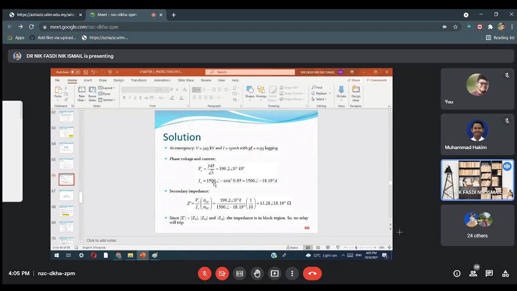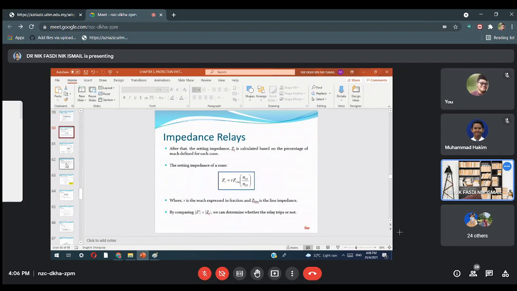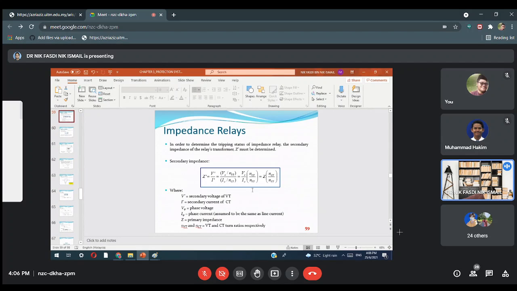The current is 1500 with a lagging power factor. This is the value of current, so you can determine Z prime, which is phase voltage over phase current. But this is not the primary impedance. This is the secondary impedance of the transformer, so you have to apply the CT over VT ratio. Logically, you go back to this equation, the one used to determine the secondary impedance, or fault impedance.